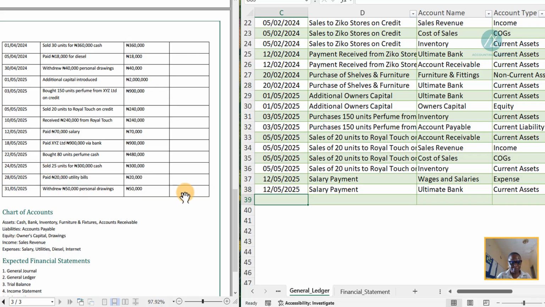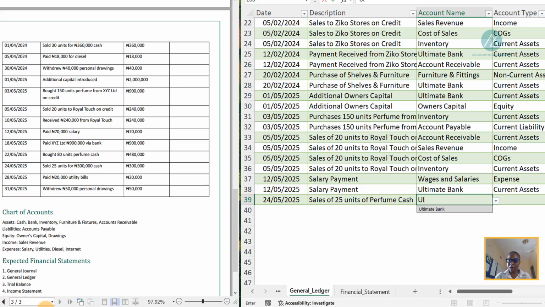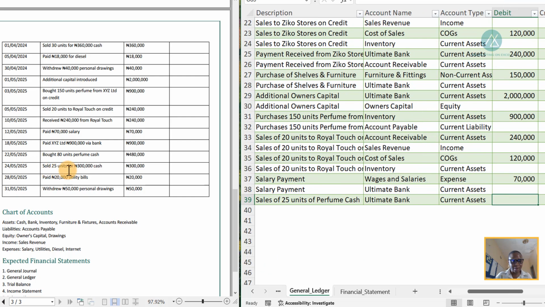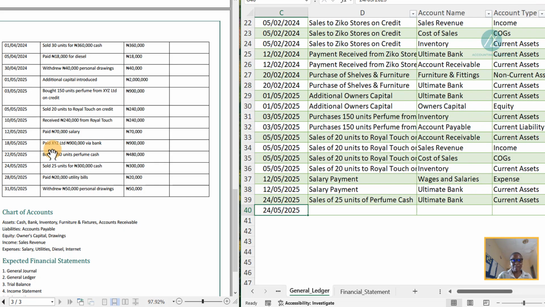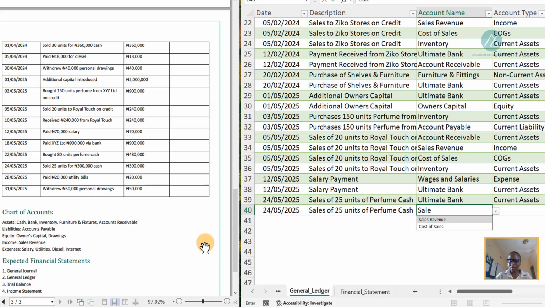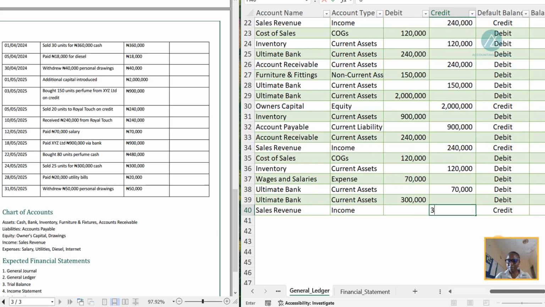Let's pick the 24th of May 2025. Sales of 25 units of perfume, cash. So we made sales, 25 units cash. You can just capture that, and there you go. If you're making cash sales, definitely the first is our ultimate bank. Money is coming into our account. How much did we make in sales? 300,000, so debit 300,000. Good. So the next leg is the credit, which is the sales account, sales revenue, cash sales, 300,000.